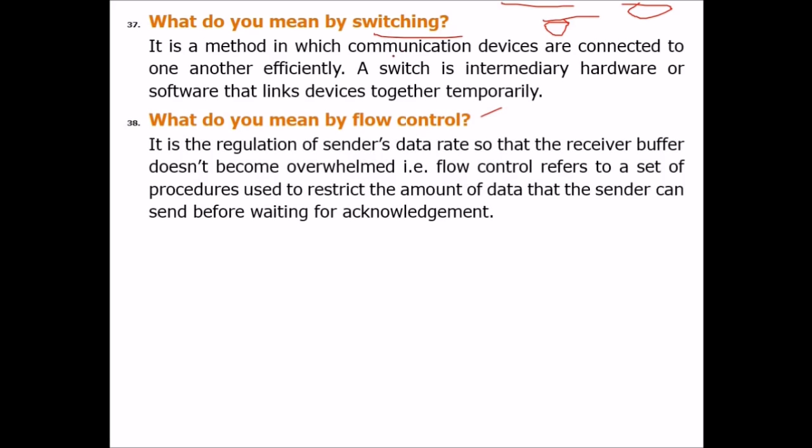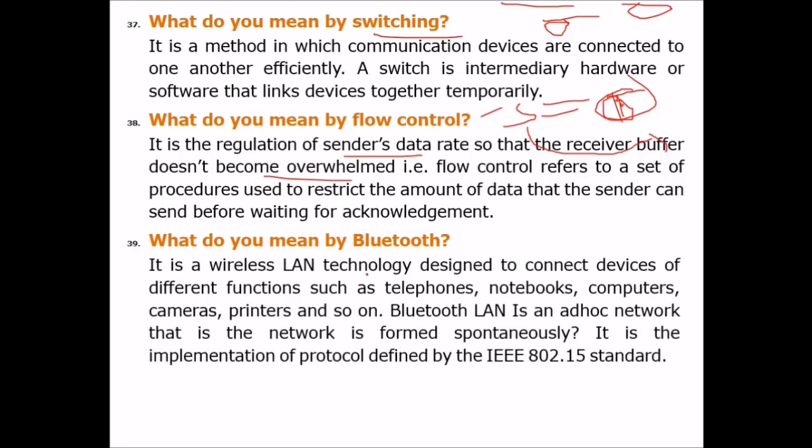What do you mean by flow control? It is the regulation of sender's data rate so that the receiver buffer doesn't become overwhelmed. If you have a sender and a receiver, and the receiver's capability of accessing or retrieving is not that much, then the sender will overwhelm the receiver by sending this data. So flow control refers to the set of procedures used to restrict the amount of data that the sender can send before waiting for the acknowledgement. This is flow control.